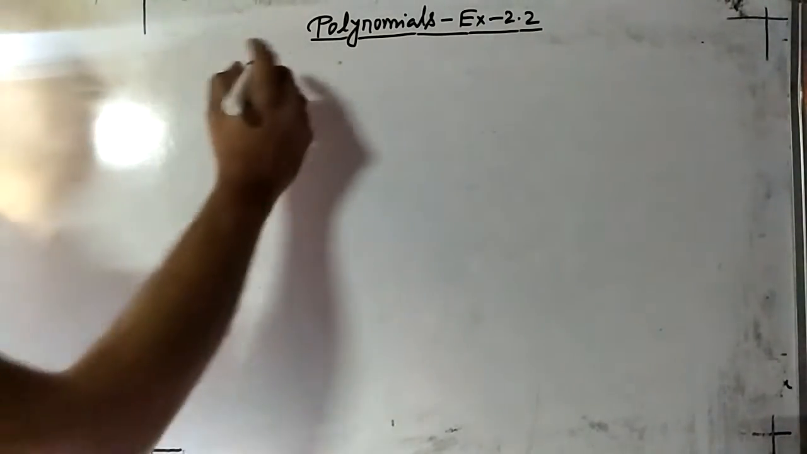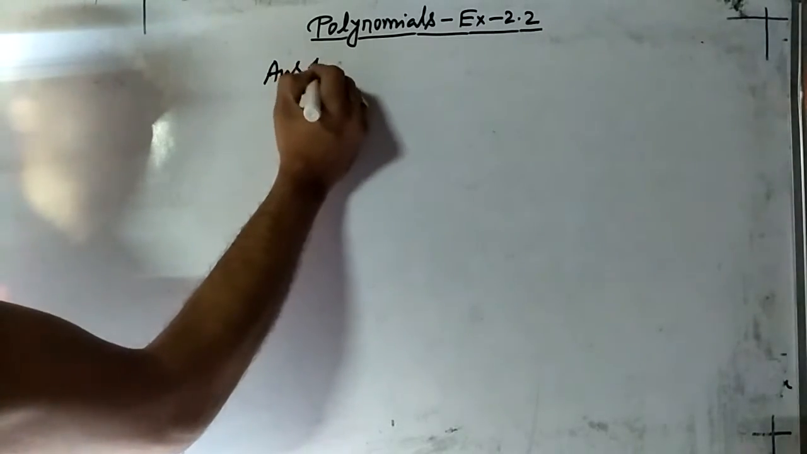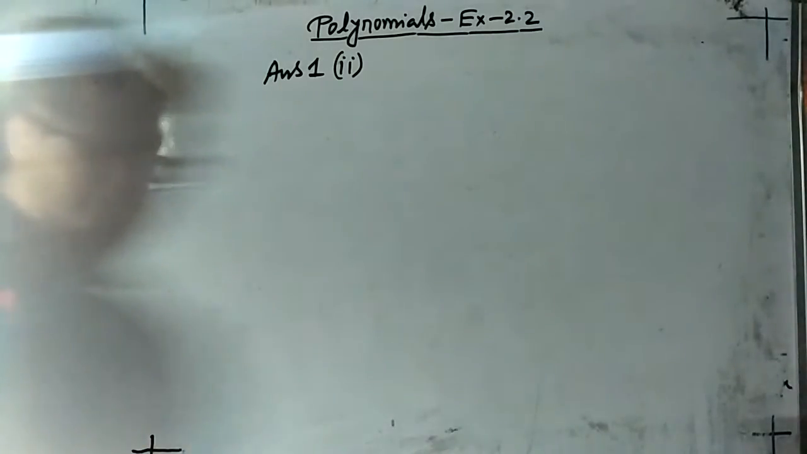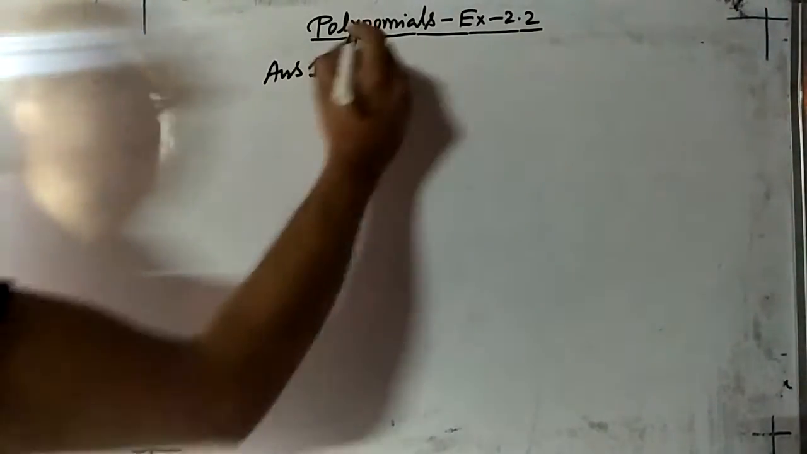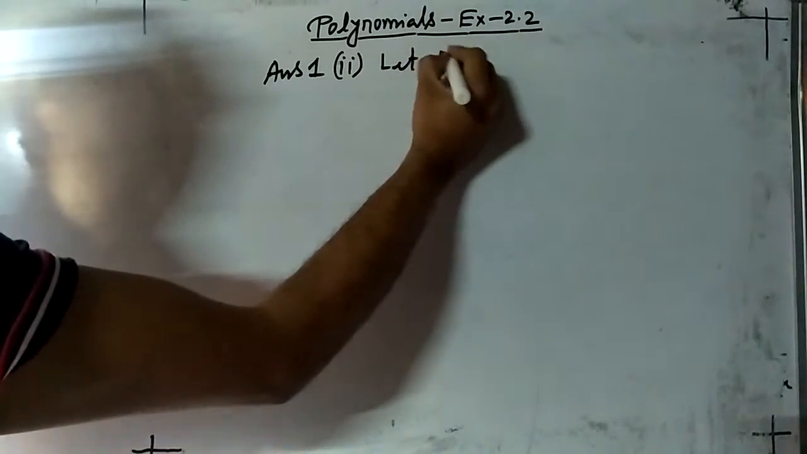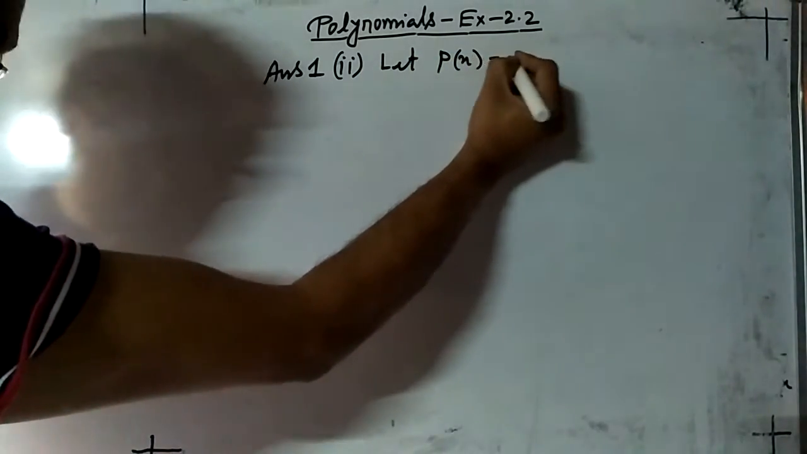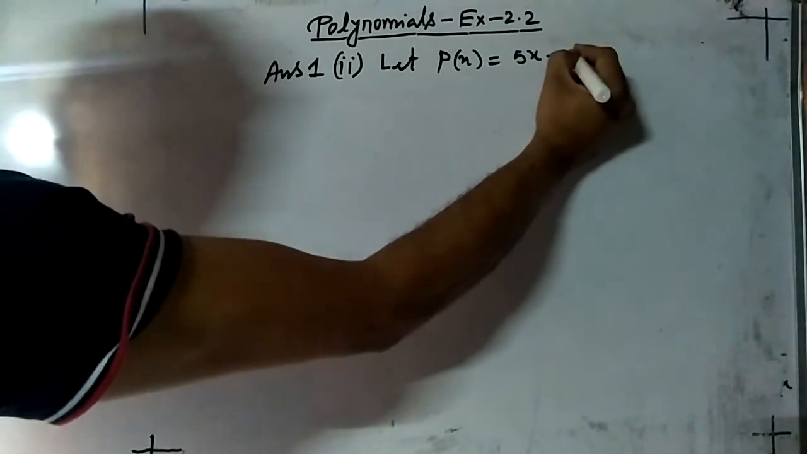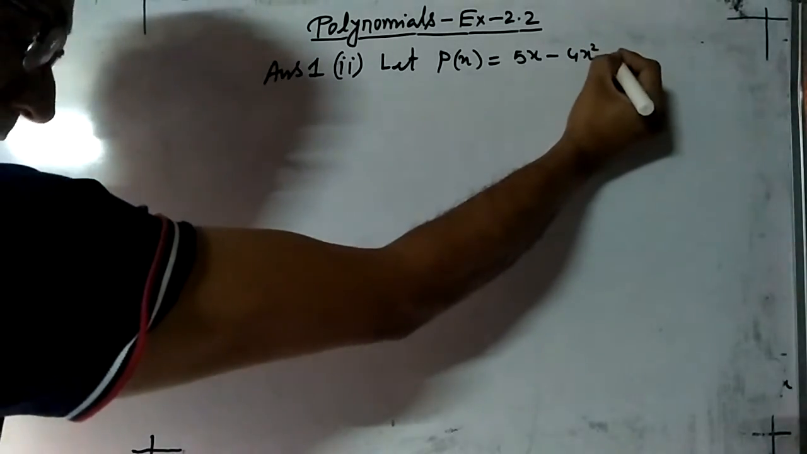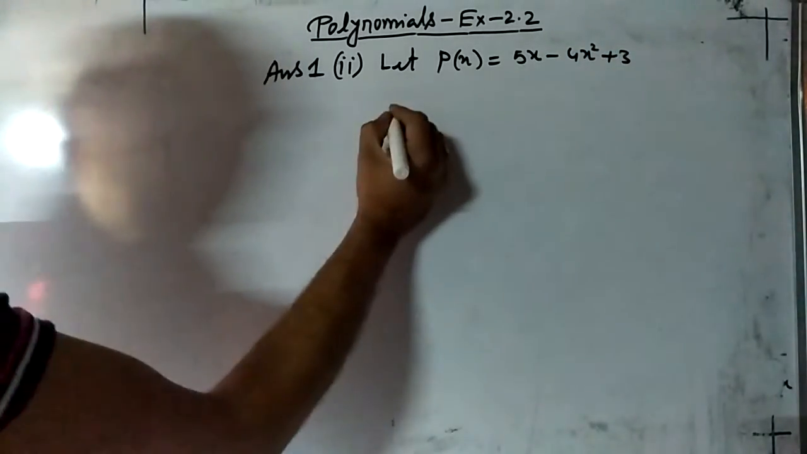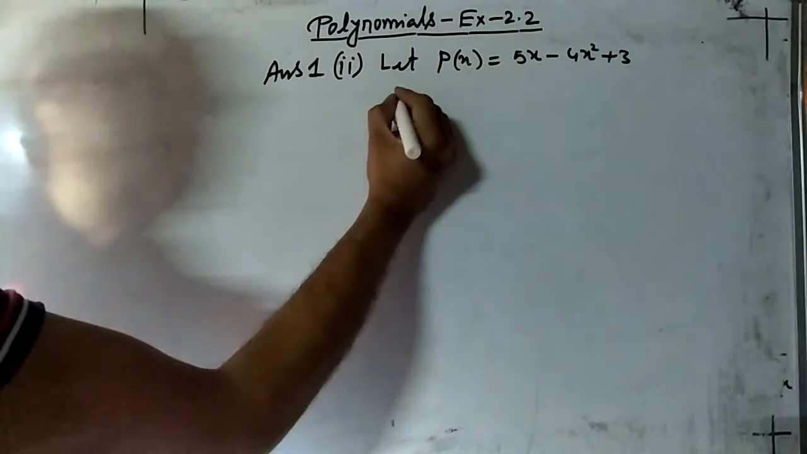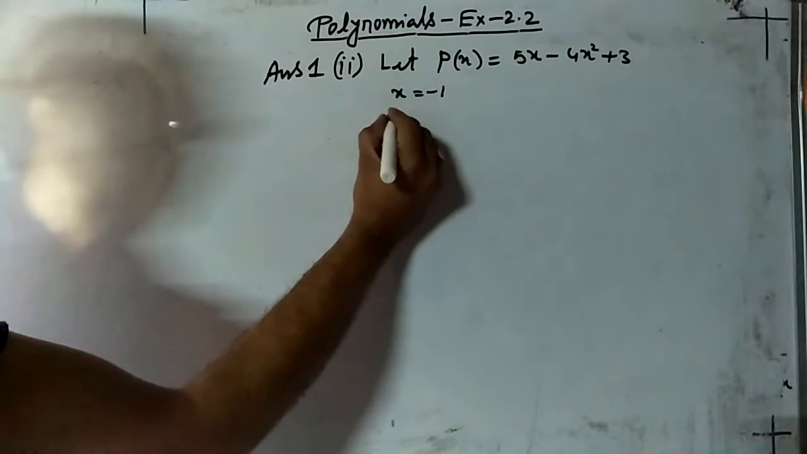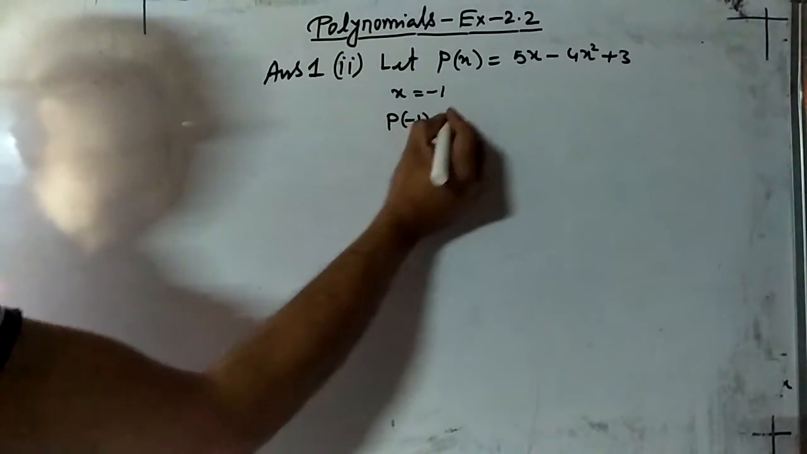the second part. Check answer 1, second part. Here p(x) is given as 5x minus 4x square plus 3. So we'll consider, let p(x) equals 5x minus 4x square plus 3. Right? Now at x equals minus 1, we have to find the value of p(x). So it will be p(minus 1). That means the value of x is minus 1.